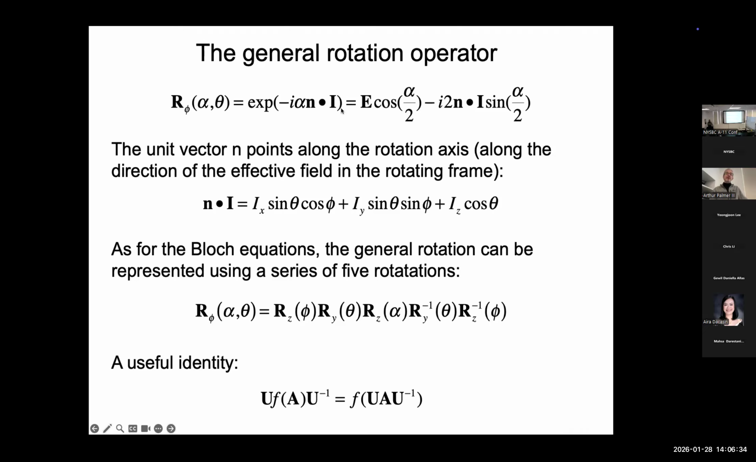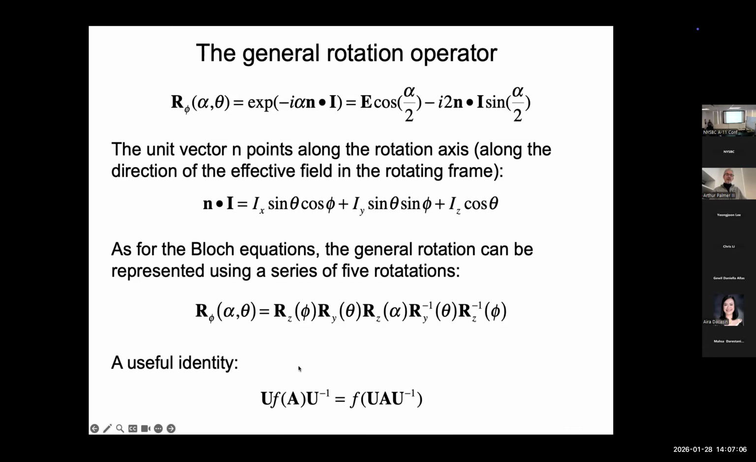Of course, we could say if I knew the rotation axis, I could just rotate around that axis, where n is the rotation axis and I is my operator, and this is the operation. It's not so convenient. So this is just kind of here for reference.